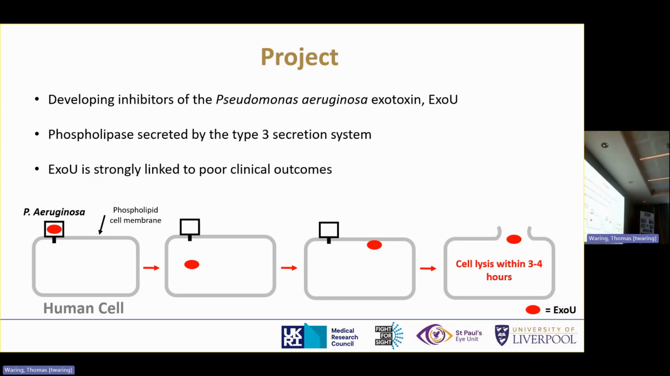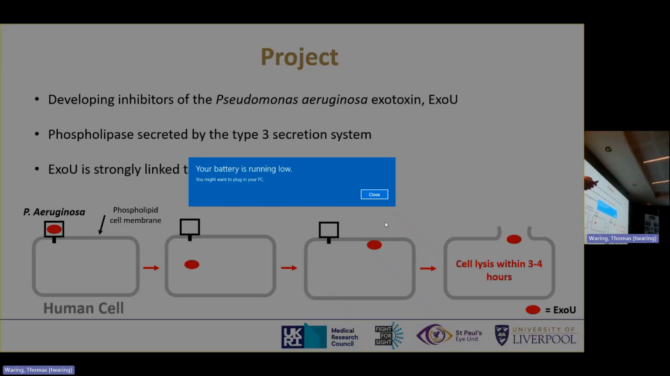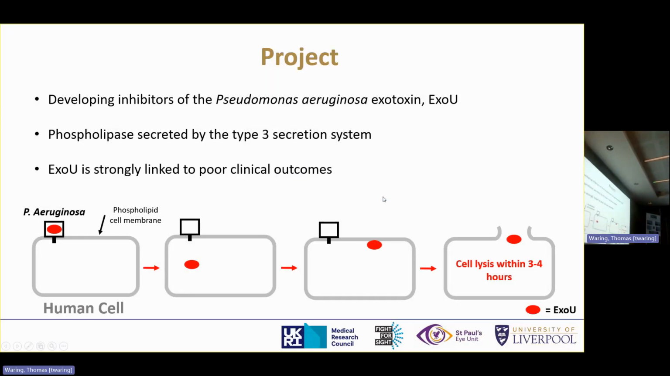So our project is on developing inhibitors of the Pseudomonas aeruginosa exotoxin U. Exotoxin U is a phospholipase secreted by the type 3 secretion system, and we know in clinical outcomes of our clinical infections, exotoxin U is strongly linked to poor clinical outcomes. So patients that have corneal ulcers have a really poor outcome. The same with patients who have sepsis. So that's why I'm interested in it.